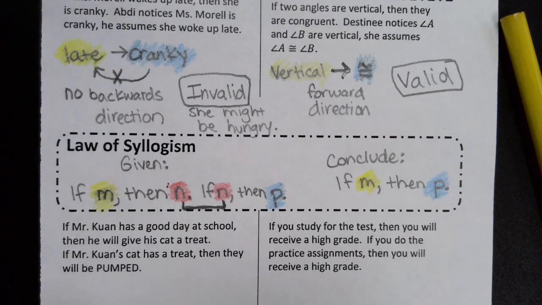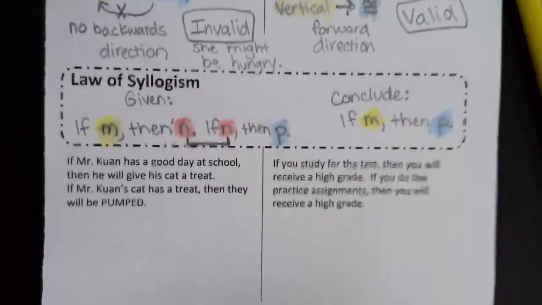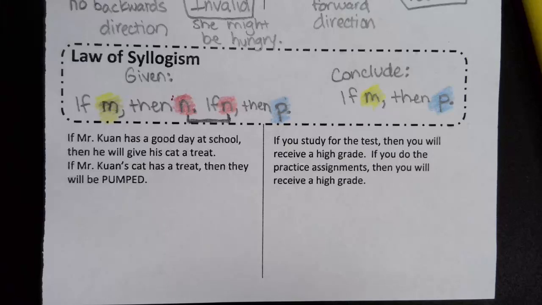All right, we're going to try and come up with our own conclusions on these last two, or see if they follow the law of syllogism. So it starts off with, if Mr. Kwan has a good day at school, then he will give his cat a treat.